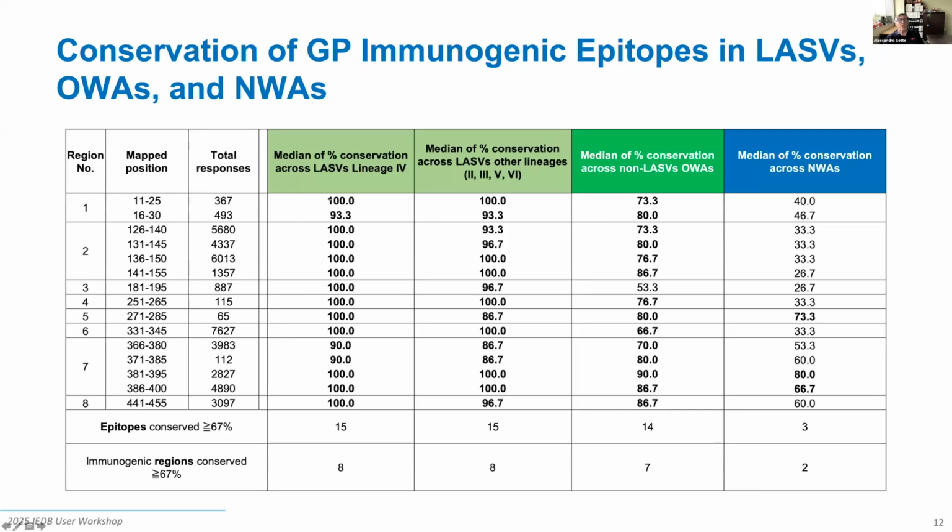well conserved are these epitopes between Lassa lineage 4, which is one of the lineages that is associated with most human infections, but also there are other lineages. So you can ask, well, are these epitopes conserved across other Lassa lineages or other Old World arenaviruses or other New World arenaviruses? And you see that the conservation drops as you move away from Lassa lineage 4, but there are some regions that are actually remarkably conserved across all different arenaviruses.